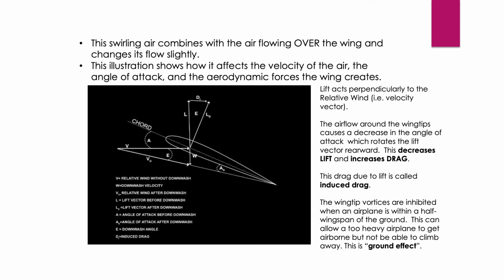Now, when you are flying in the air, the effect is fully developed because the wingtip vortices are fully developed. But when you're starting to land, and this is especially true with a low-wing airplane that's closer to the ground, and you get within about a half wingspan of the ground, those vortices can't fully develop. And because they can't fully develop, the effect that those vortices are creating is reduced. And so you get an increase in lift and decrease in drag.